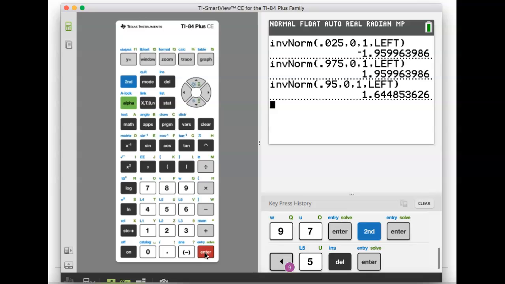We should actually probably go to 3. Sorry. 1.645. That makes sense because we knew that 95% was about 2 standard deviations. So 90% should be less than that, right? Great.